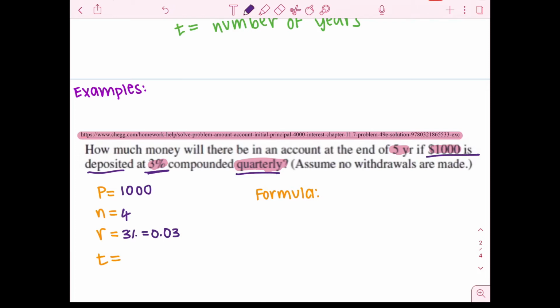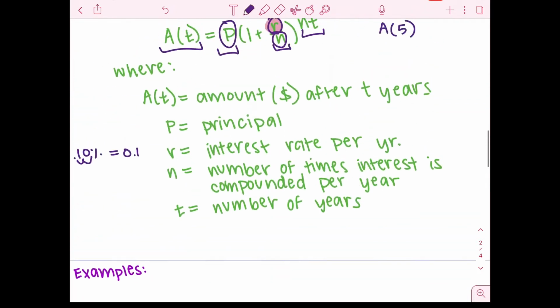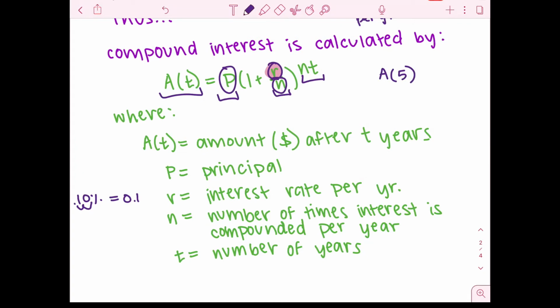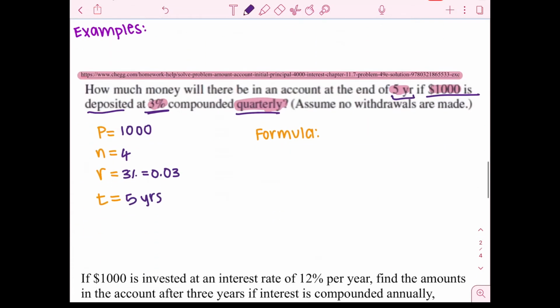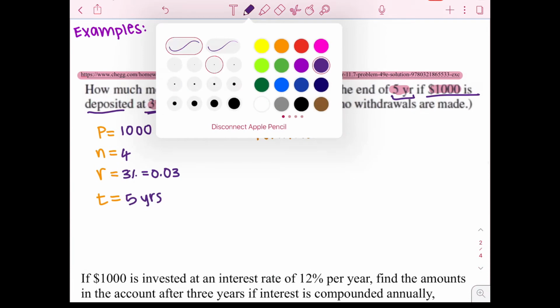And then we have our T. So our T is going to be the amount of years we're looking at. So in how many years are we going to see how much money we have? And then we can get that from the 5 years we have here. So 5 years, you can put your units. And now we just plug it into our formula. So we look back up here. We are going to be using this formula that we just broke down. And then I'm going to make this a little bit smaller.